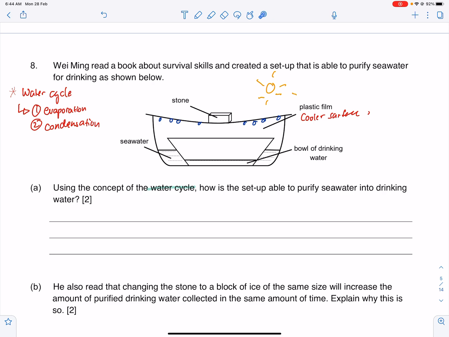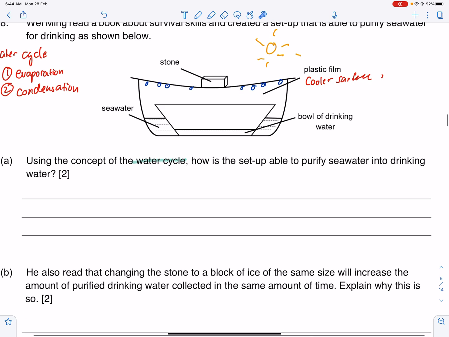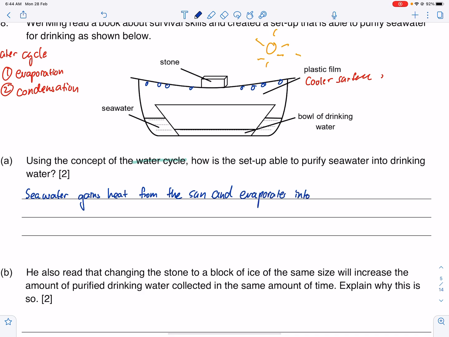Alright, so what I've done is to describe to you the whole process. So how would the answer be like if you're going to craft it? So what happens is that seawater gains heat from the sun. So remember I mentioned about gaining heat. You need to actually tell me what is the direction, from where to where, and evaporates into water vapor, right?